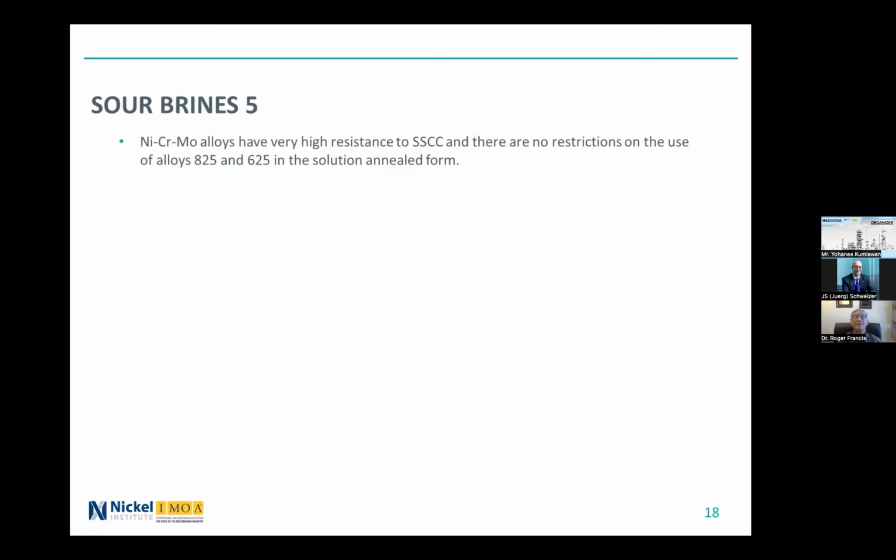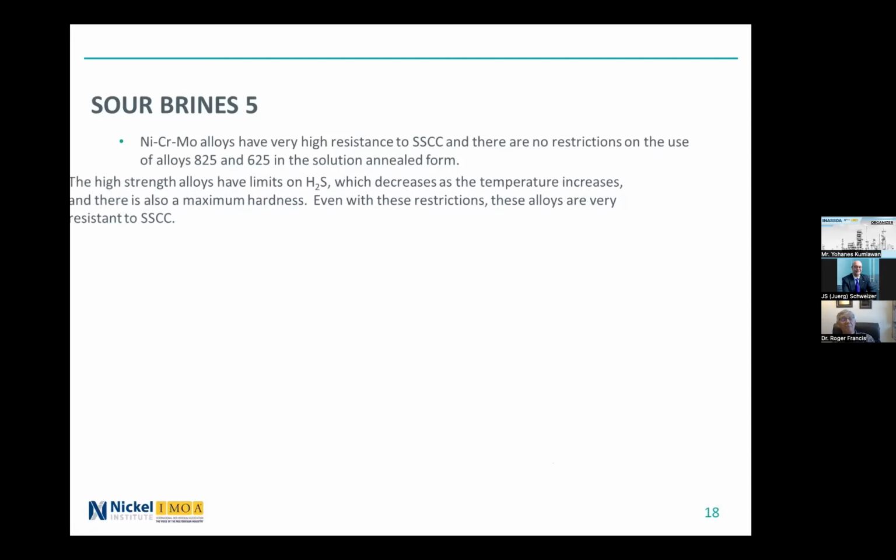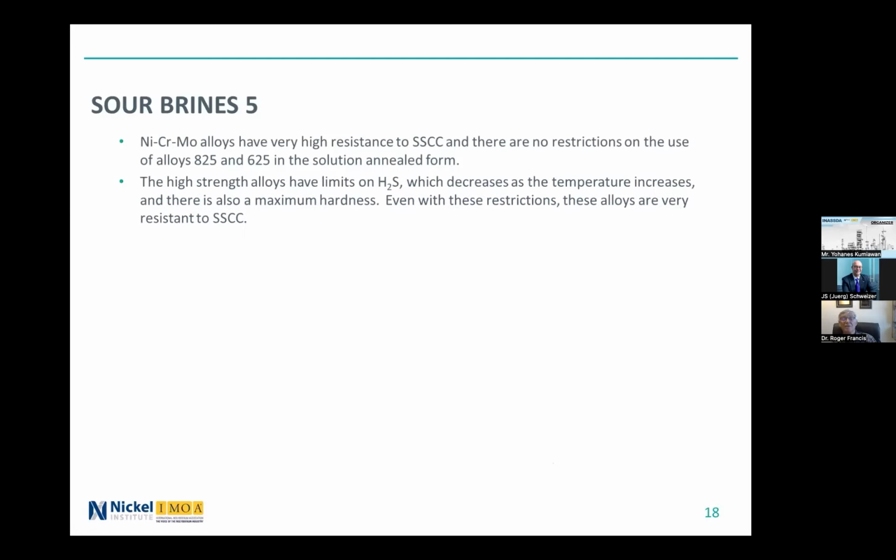Nickel-chromium-molybdenum alloys have very high resistance to sulfide stress corrosion cracking. And there are no restrictions on the use of alloys 825 and 625, or C276 for that matter, in the solution anneal form. The high-strength alloys have limits on H2S, and these limits decrease as the temperature increases, and there's also a maximum hardness. Even with these restrictions, these alloys are very resistant to sulfide stress corrosion cracking, and much more so than the stainless steels.